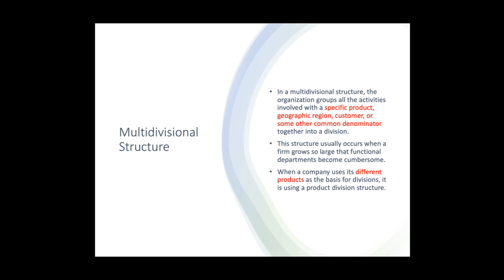And therefore, you see there, last bullet point, when a company uses its different products as the basis for divisions, it is using what we call the product division structure. And it's easier to see these kinds of things with visual examples. So here's a few from the textbook.